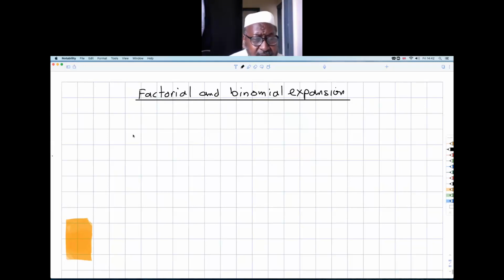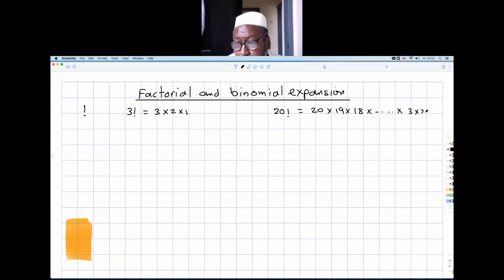What's the meaning of factorial? If you look at your computer, you will see this sign. This is the meaning of factorial. You can find it on your keyboard, you can find it on your calculator. If I say 3 factorial, that means 3 times 2 times 1. If I say 20 factorial, it means 20 times 19 times 18 times and so on up to 3 times 2 times 1. That's how we work out the factorial.